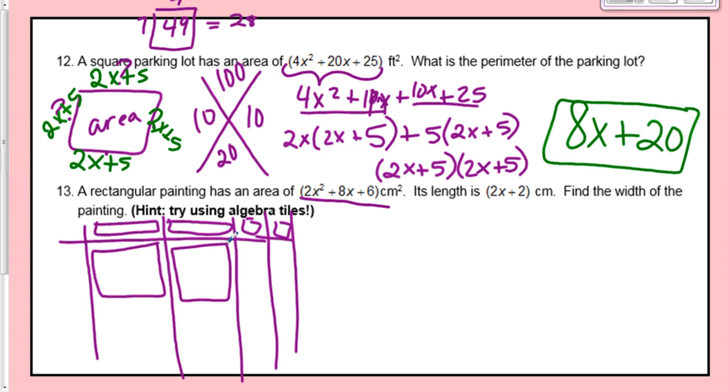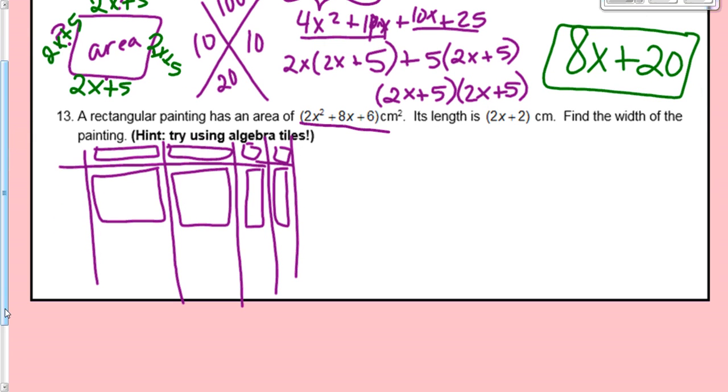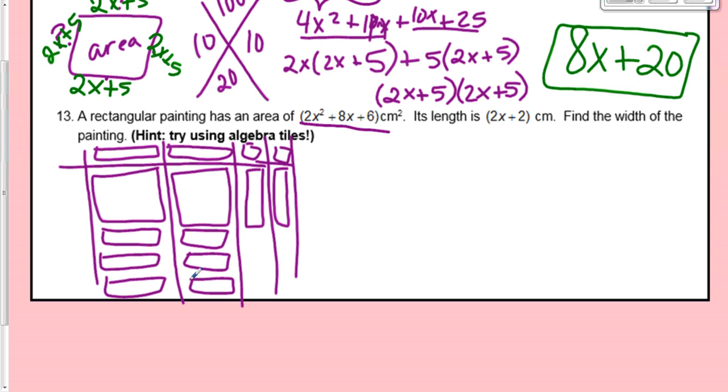Okay, plus 8x. Well, I know I have to have at least a vertical one here and a vertical one here. That means if I'm supposed to have 8, I need 6 more. Well, there's 1, 2, 3, 4, 5, 6. Just so happens I have 6 spaces left over for the 6 there.